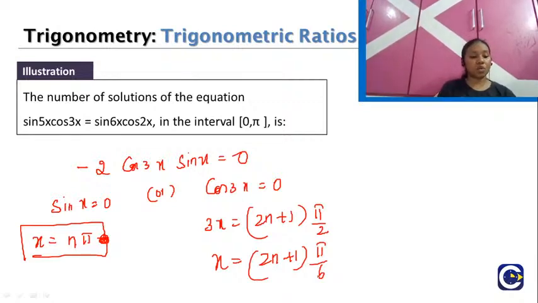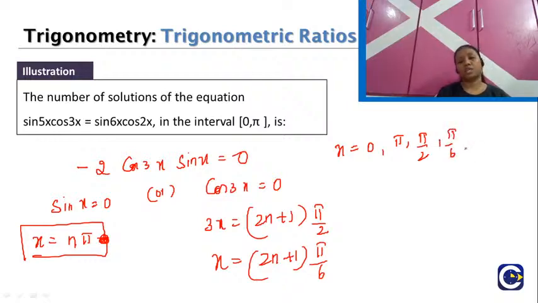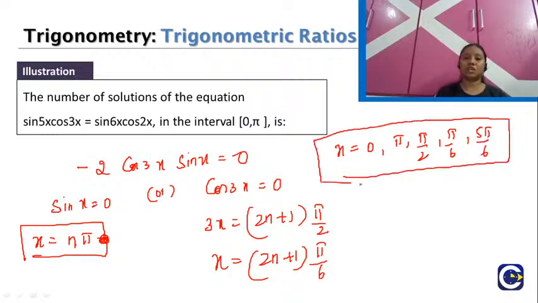Right? But here what you have to find? You have to find the values in between the interval 0 and pi. So you have to give the values for n. So what happens when n is equal to 0? So n is equal to 0, it will be 0. So our x values will be 0. When n is equal to 1, it will be pi. So that will also be considered. And we will be having pi by 2 and pi by 6. And we can even have 5 pi by 6. So these we are getting by simply taking our n values and substituting there.